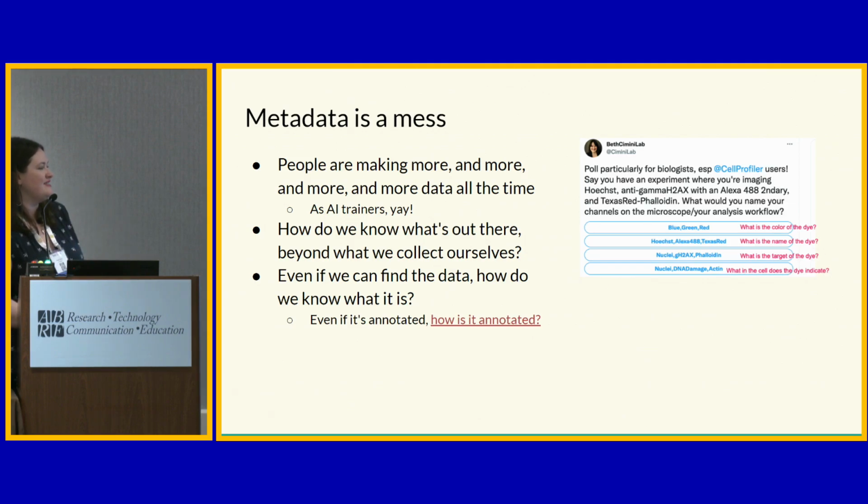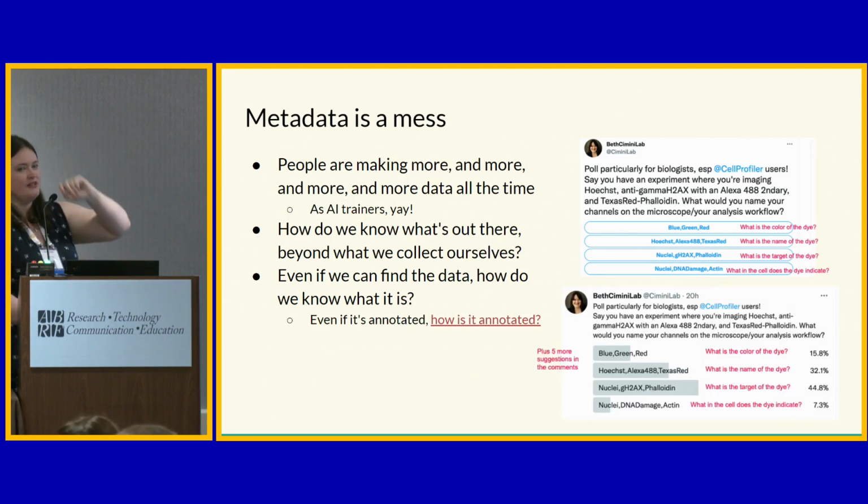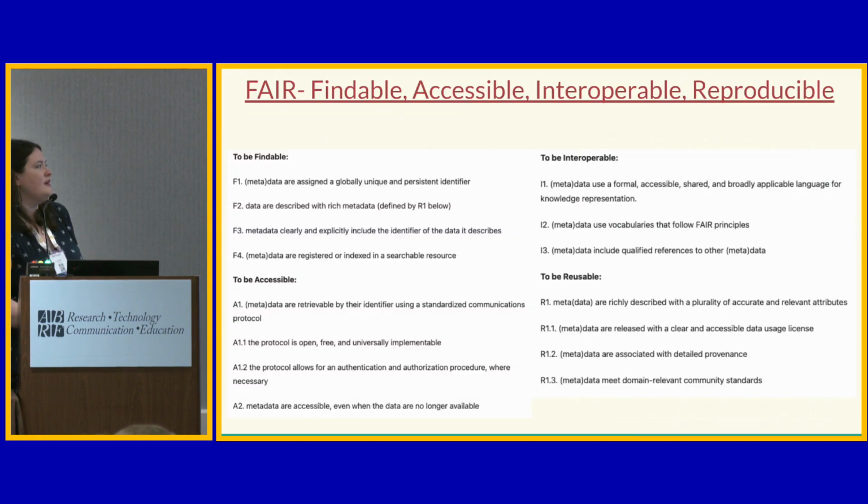Even, this was a year and a half ago, a Twitter poll. I said, if you have like hooks and this primary and this secondary, do you call it blue, green, red? Do you do the name of this dye? Do you do the name of the thing that you're tagging? Nobody agrees. Everybody calls everything, everything. And that's just if we already have characterized what's going in. So metadata is going to be a huge problem.